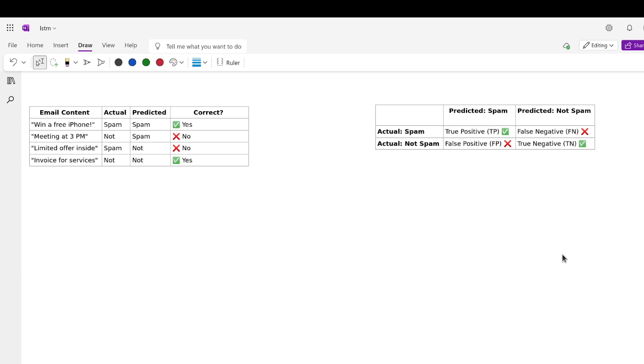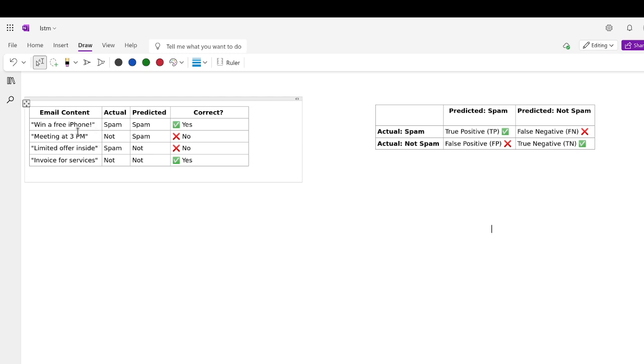We can take spam detection in emails. So imagine you are building an email filter that automatically classifies emails into either spam or not spam. The goal is to keep your inbox clean and make sure you don't miss important messages.